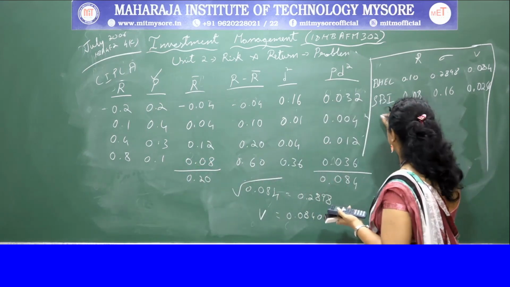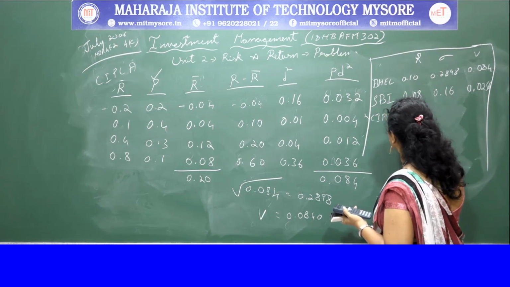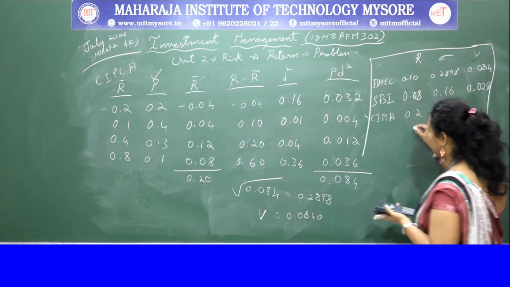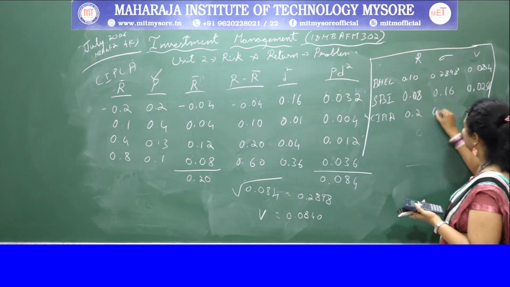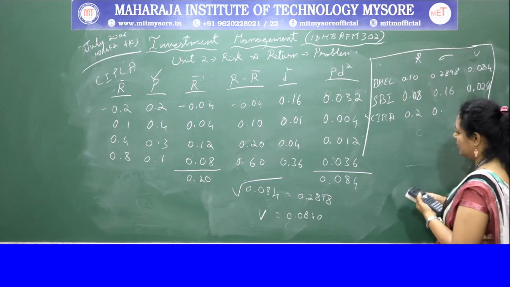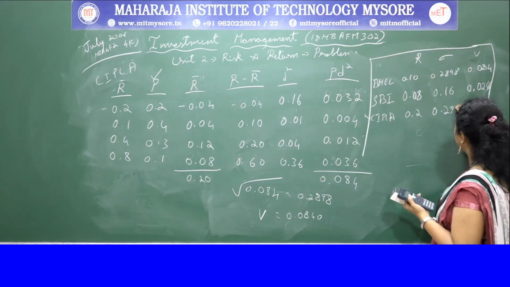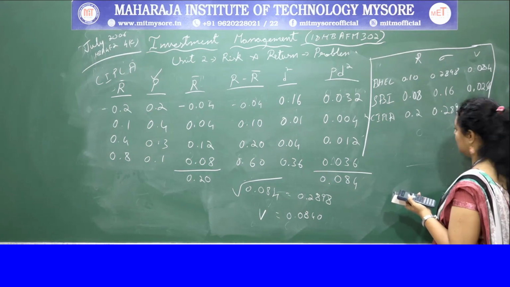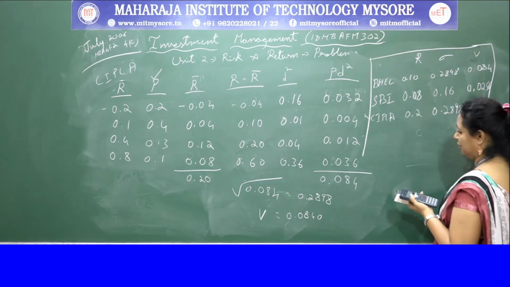So here you have Cipla. So Cipla is 0.2, 0.084. Sorry, this is 0.2898, and the last one 0.84.